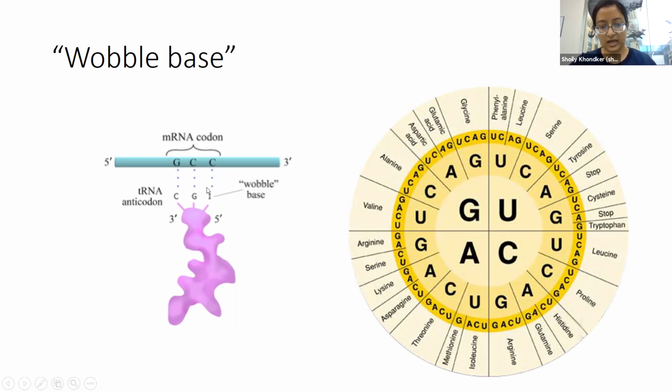The reason why accuracy at the 3rd position isn't as important is because of the redundancy of the genetic code. So you'll notice that in many cases, there are multiple possible codons that code for a specific amino acid, and usually it's the 3rd nucleotide that is different in most of these cases. So that's why a potential mismatch at the 3rd position wouldn't change the amino acid sequence.